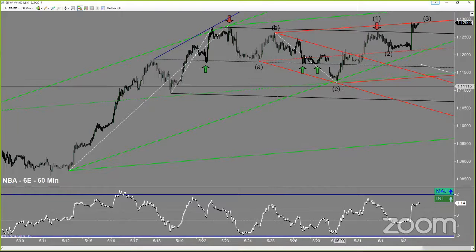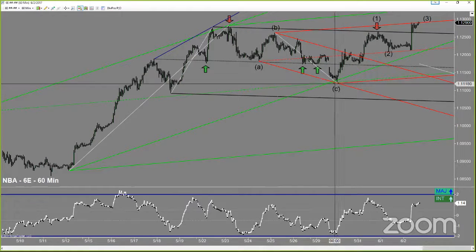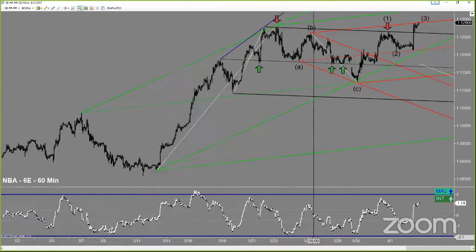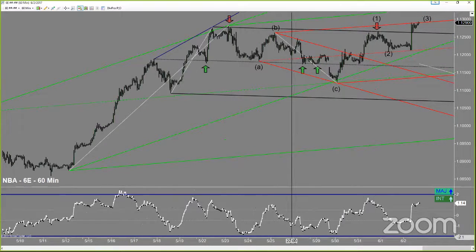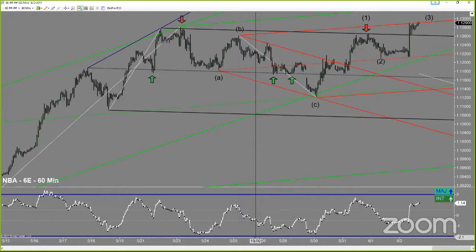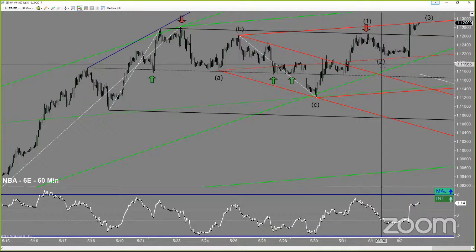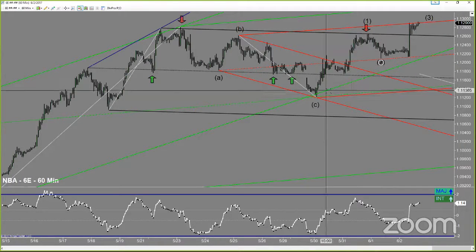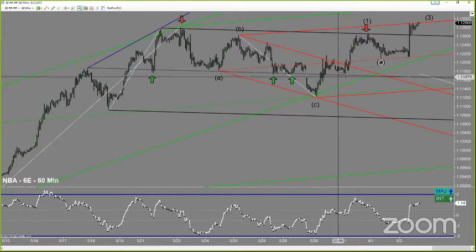So this is basically the same geometry that I had on the 240 with that low, that perfect buy right there. And we've basically got what looks like potentially just the first 2 waves of this 5-wave move to the upside. So it's not real clear as far as what these waves are.